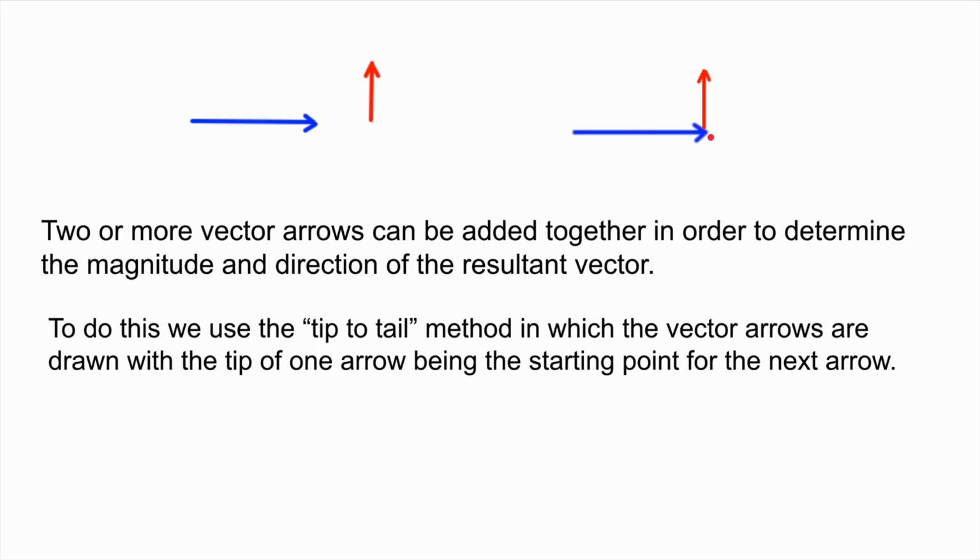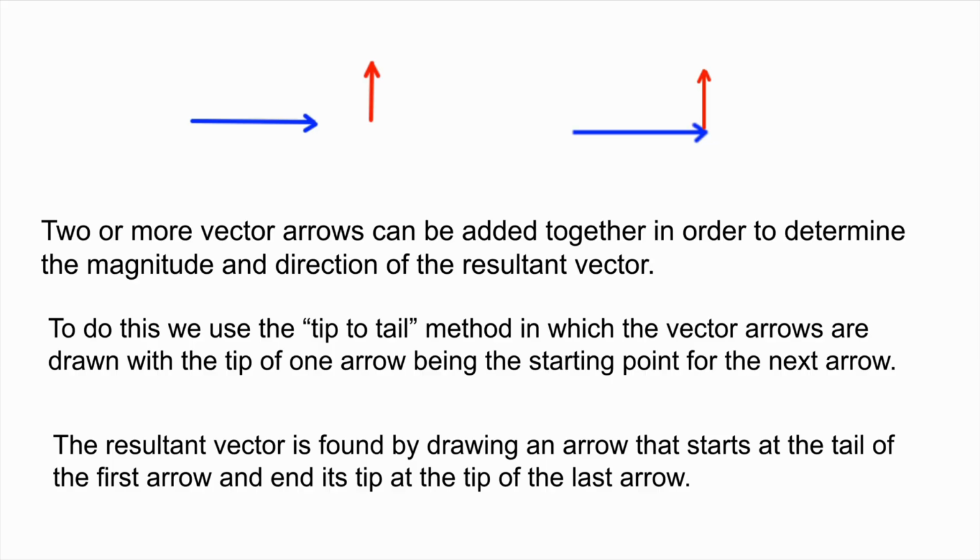Okay? So then, if I want to draw my resultant vector, I start where I started, and I end where I ended. Because I could do this with more than just two vectors, although usually it would just be two. So I draw my resultant vector by starting where I started and ending where I ended. So there's my resultant vector.